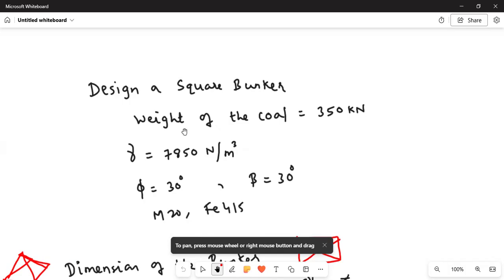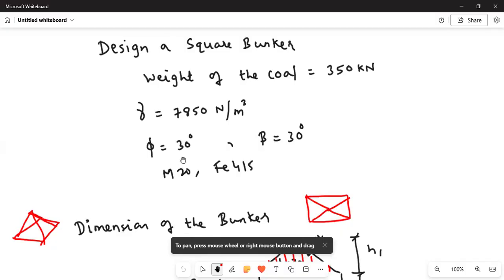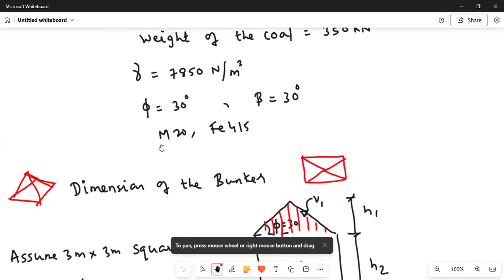Density of the coal is also given, that is 7850 Newton per meter cube. Phi is the given angle of repose, that's 30 degree, and beta is also equal to 30 degree. So phi and beta will be equal. What is beta? Beta is the angle of surcharge. Whatever the material that you have at the top, the material makes an angle with respect to horizontal. That is the angle of surcharge.